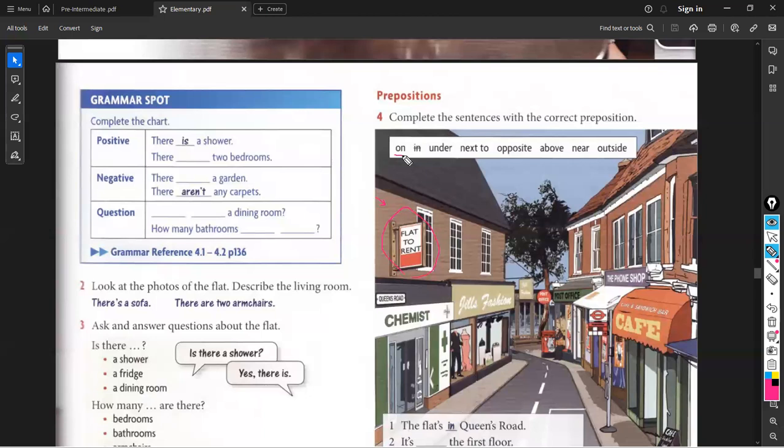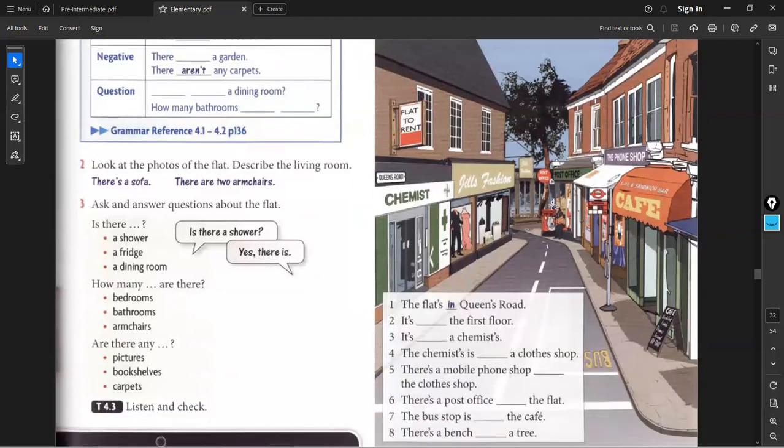We have on, على, in, في, under, تحت, next to, بجانب, opposite, مقابل, above, أعلى, near, بالقرب من, outside, خارج, outside the market, خارج الماركت, outside the school, خارج المدرسة, near the school, بالقرب من المدرسة, above the school, أعلى أو فوق المدرسة, opposite the school, مقابل المدرسة, next to the school, بجانب المدرسة, under the school, تحت المدرسة, in the school, في المدرسة, on the school, على المدرسة.